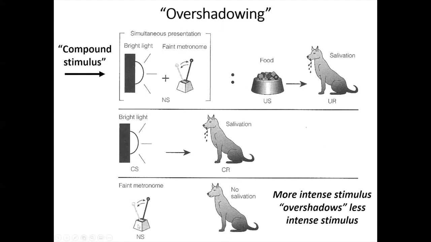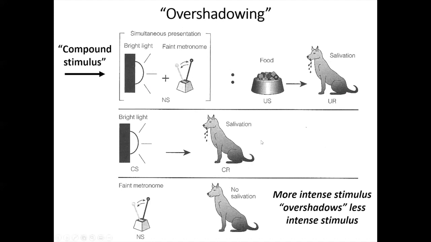And what he found was that the dogs would salivate to the more intense stimulus. They would salivate in response to the bright light, but they wouldn't salivate to the less intense one. They wouldn't salivate in response to the faint noise. Now, it wasn't that the noise was just too faint to work as a conditioned stimulus, because Pavlov's previous work with other dogs had shown that if he presented that faint noise all by itself, without the light, and then followed that with food, then the animals would learn to salivate in response to the noise.